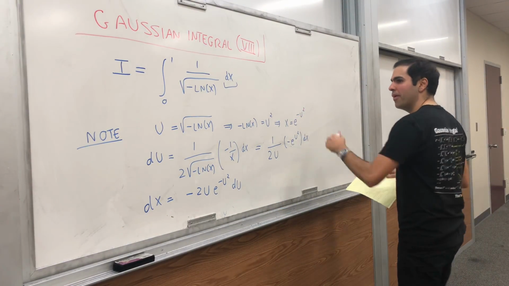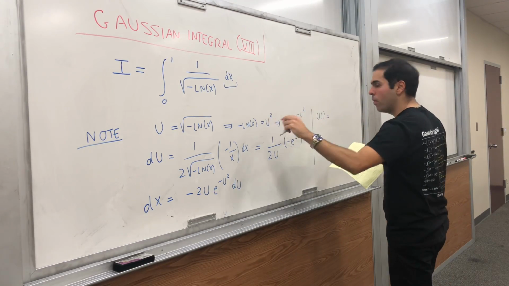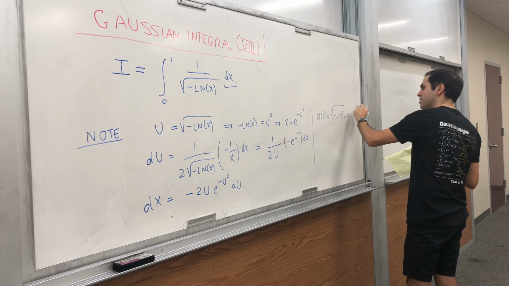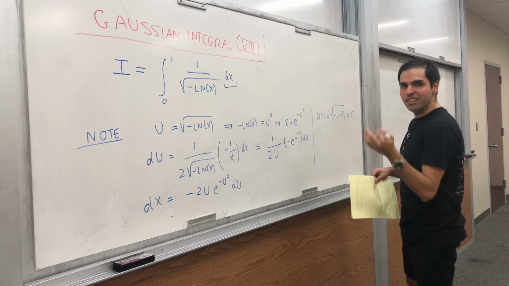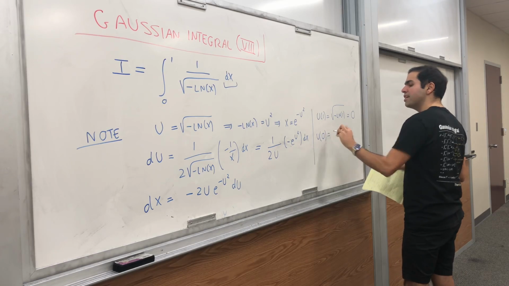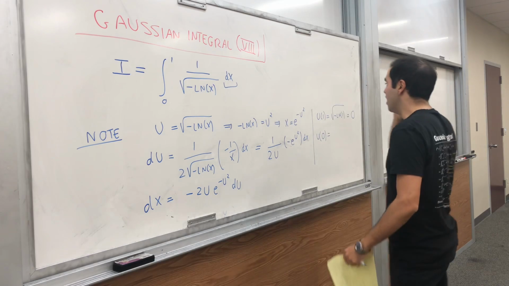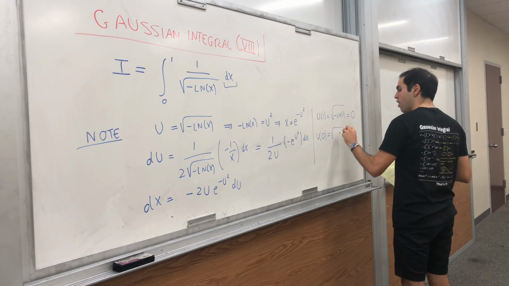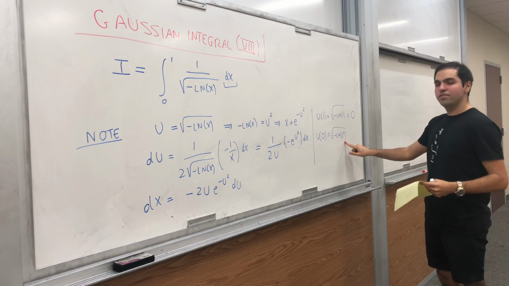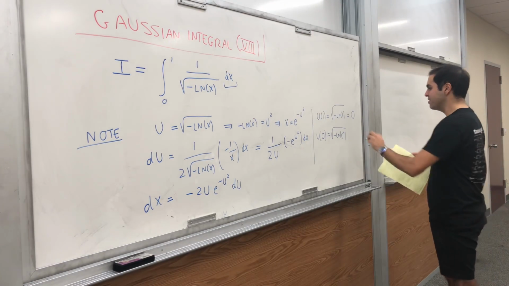Lastly, just the endpoints. u of 1, the upper endpoint, is square root of minus ln of 1, and that's 0. ln of 1 is 0, square root of 0 is 0. And u of 0, strictly speaking, it's an improper integral, so it's u of 0 plus, square root of minus ln of 0 plus, and ln of 0 plus is negative infinity, so minus ln of 0 plus is infinity.